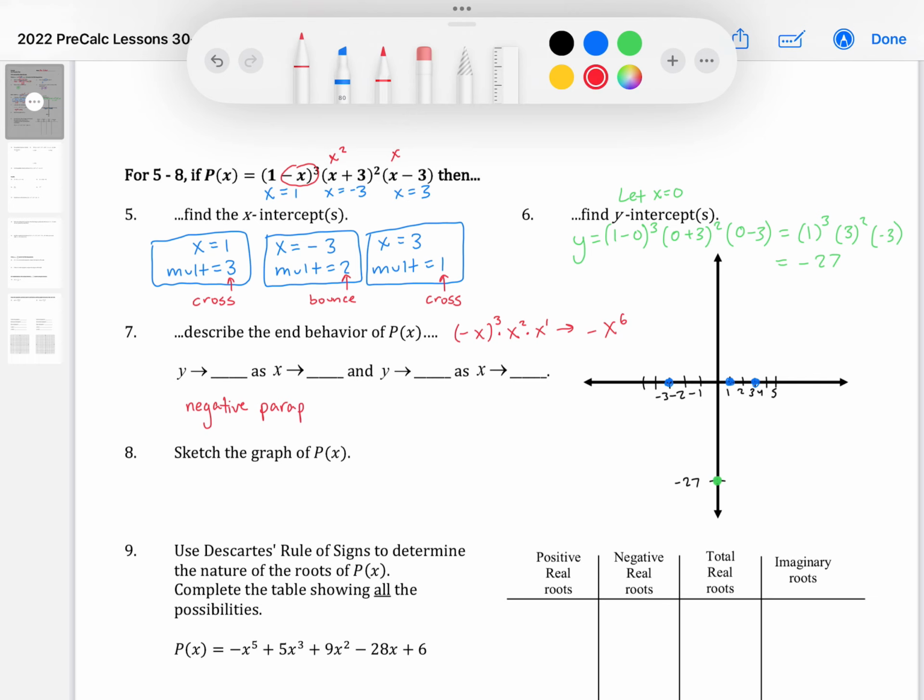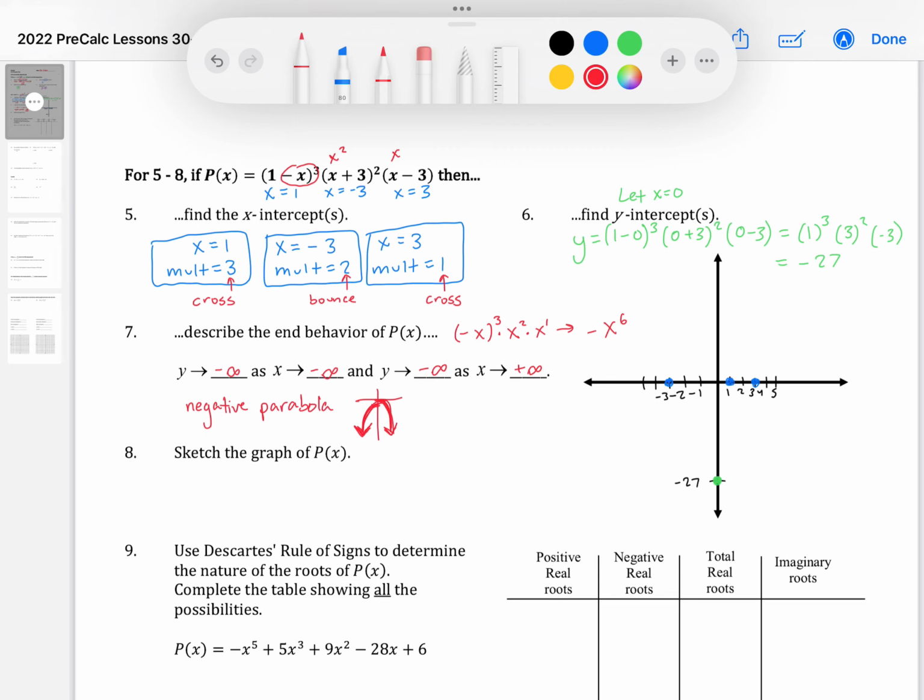So the basic shape of a negative parabola is just a parabola that goes down. So on both sides, your y would approach negative infinity, like on the left side of this graph, as your x's are approaching negative infinity. So like we're looking at this left side. And y would also approach negative infinity as x approaches positive infinity. So that's just saying on the right side of the graph, it's also going down.